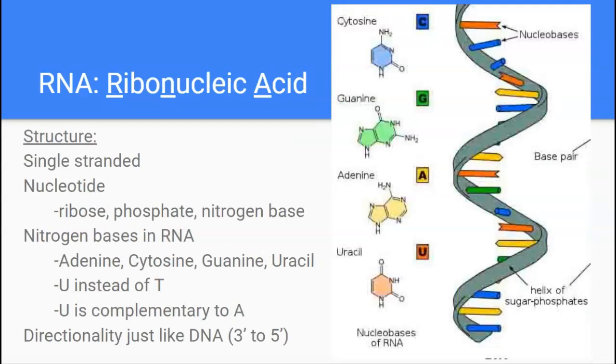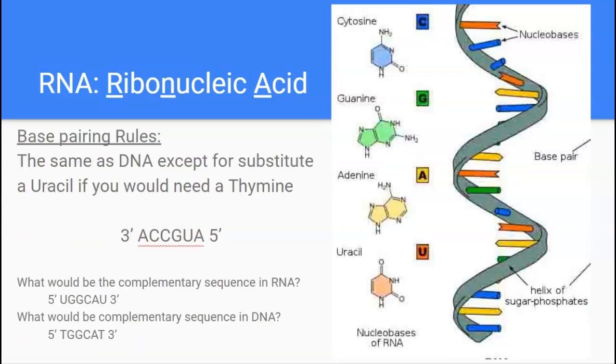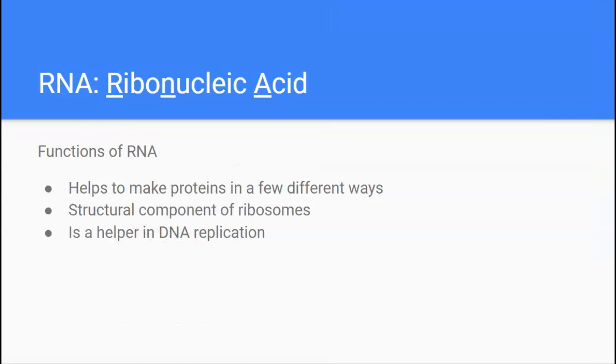RNA is very, very similar, except it's typically single-stranded. It has a different sugar. It has ribose instead of deoxyribose. It also has a phosphate, and it has a nitrogen base. C, G, and A are all the same, but U is different, okay? So T gets swapped out for U. There's also directionality with our 5' and 3', with the 5' being the phosphate group, okay? And so our base pairing rules are the same. C goes with G here, purine and pyrimidine, but instead of our T, we replace it with uracil. So there we go with that.